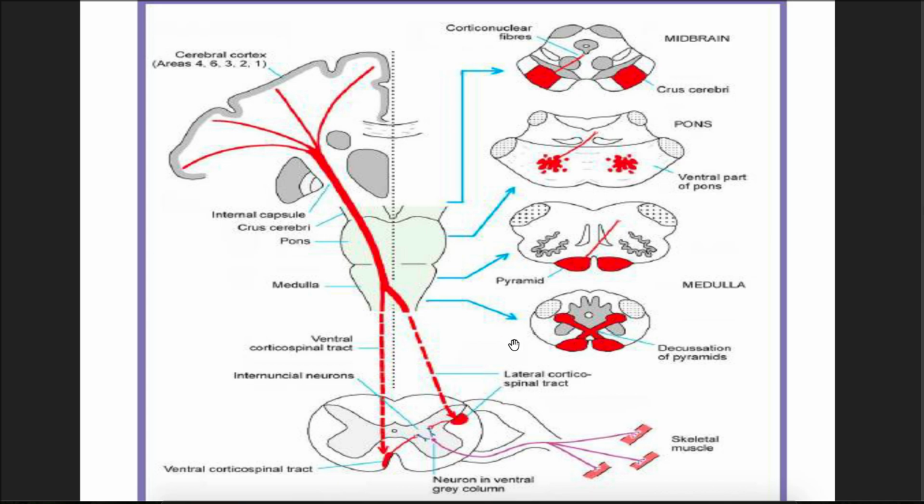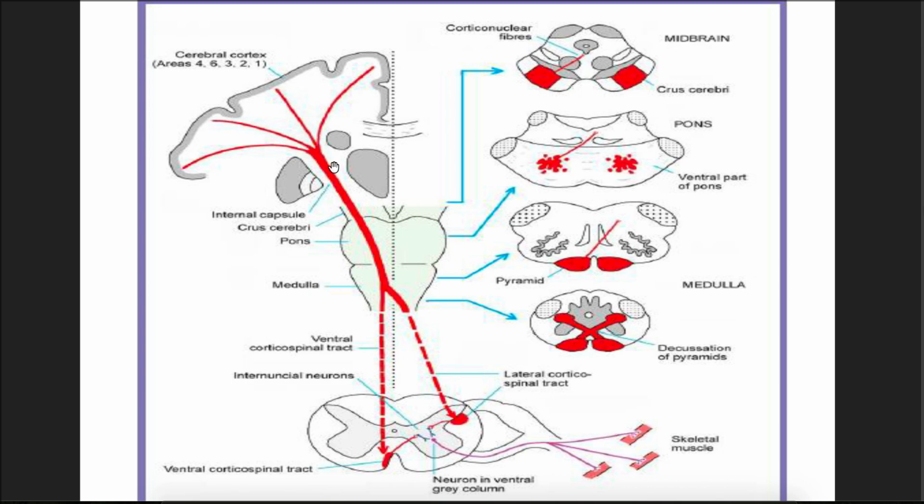This is again another diagram that I want to show you. You see area 4 and 6 of the cerebral cortex are concerned with motor activity. 3, 2 and 1 are concerned with sensory activity. I'm not going to go into further details because that we will do when we get to that part of neuroanatomy. Now can you see this?